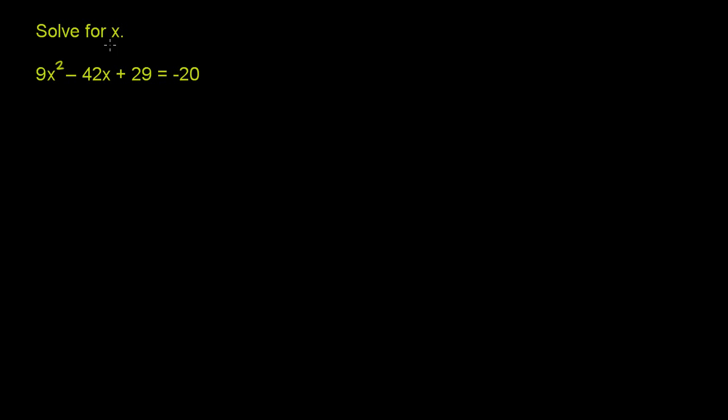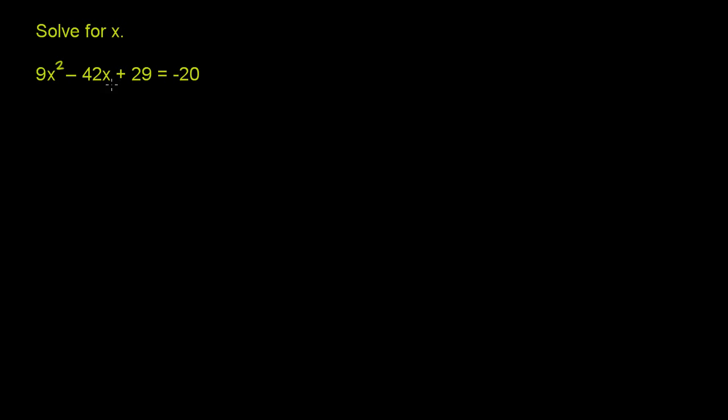We're asked to solve for x. And we have 9x squared minus 42x plus 29 is equal to negative 20. Now, you might be tempted immediately to try to factor the left-hand side of this equation and get the product of two binomials and that they equal negative 20. But if you think about it, that's not going to help you much.